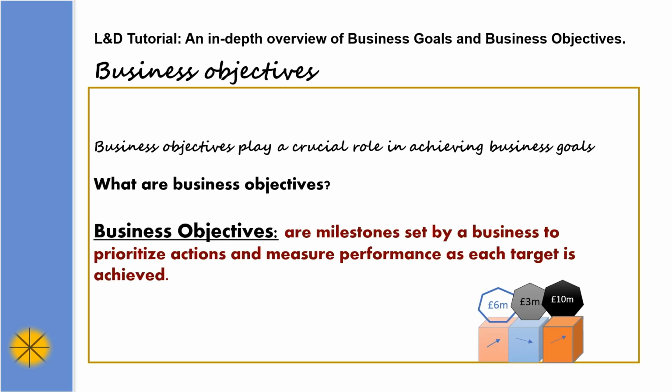Once business goals are set, then come business objectives. Business objectives play a crucial role in achieving business goals. What are business objectives? Business objectives are milestones set by a business to prioritize actions and measure performance as each target is achieved. Business objectives are checkpoints that help to divide business goals into short-term markers which act as guiding actions and help measure progress, evaluate performance, and ensure that the business is on the right track.